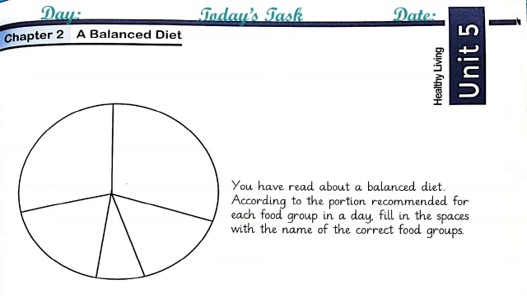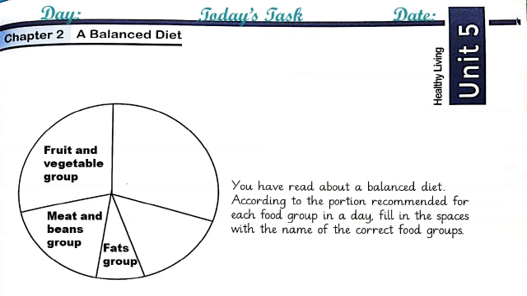Our first food group is fruit and vegetable group. Second is meat and beans group. And third is fats group. Fourth is milk and dairy group. Fifth, grain group.